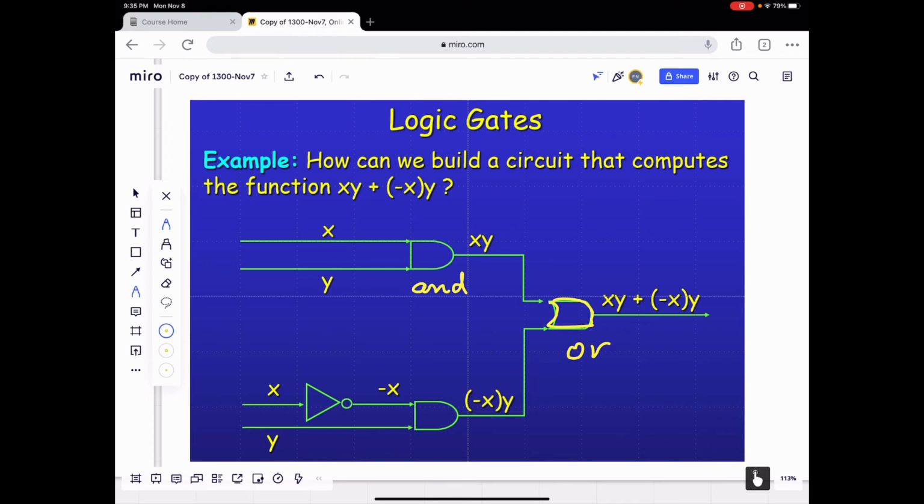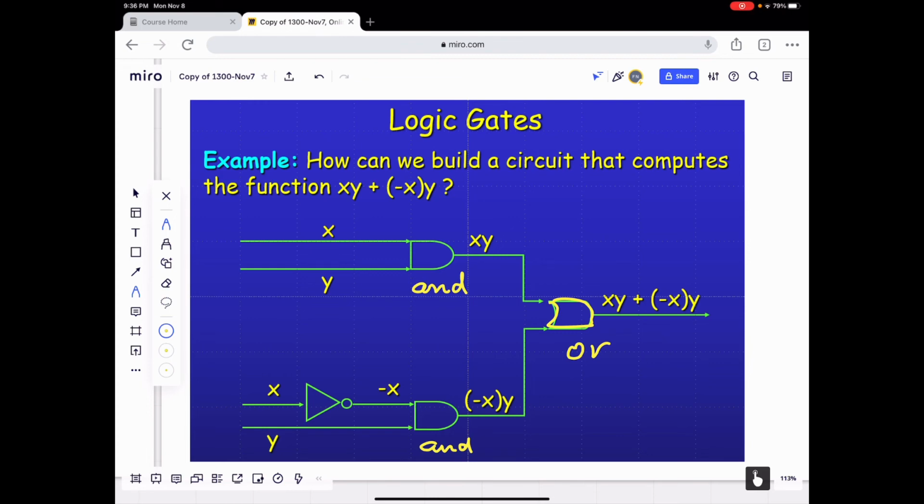So what's the AND gate? The AND gate for x and y, and the OR gate for x y plus not x. So you take the x input and output it as not x, with the little triangle and circle next to it, and then y. This is an AND gate again. You multiply not x by y, and then you add these two terms together. And the answer is right there.